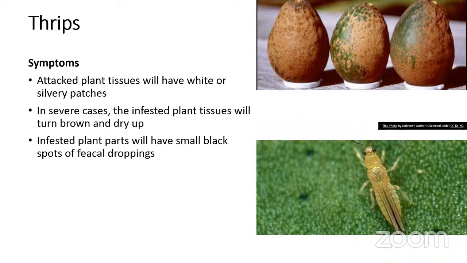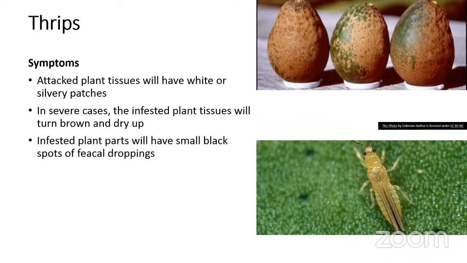We continue with the symptoms. Attacked plant tissues will have white or silvery patches. When they attack the plant, there will be distortion in the skin color of the fruit, which will show white and silvery patches all over the fruit. And they can actually cover the entire fruit. In severe cases, the infected plant tissue will turn brown and eventually dry up. When you look at the picture, the first one is completely covered by the infestation.